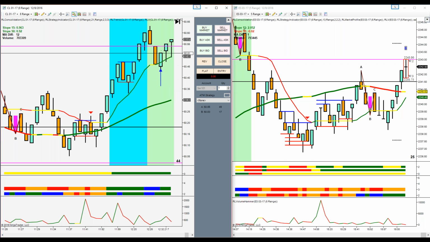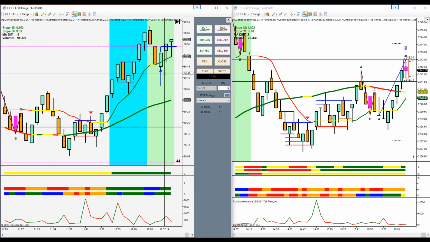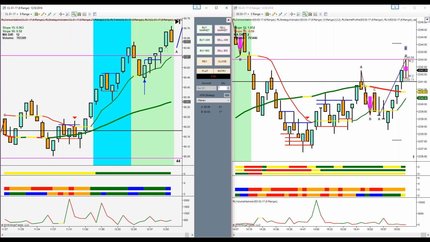Now the reason it didn't trigger was because you've got upside market profile. That's the value area high. It will not take a trade into upside resistance. In this particular case, it blew right through it, but the system is not going to anticipate that.